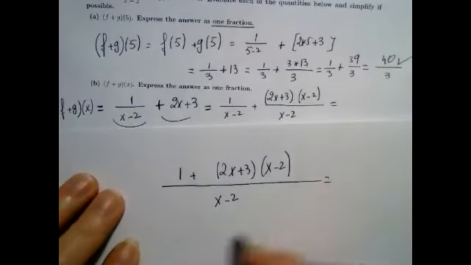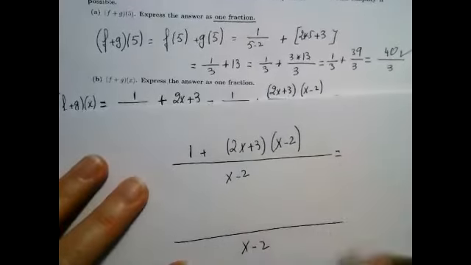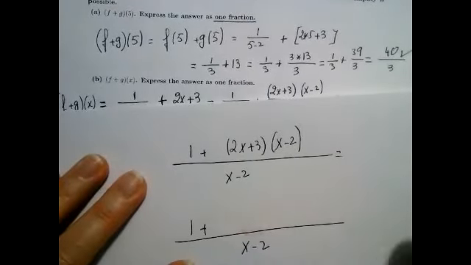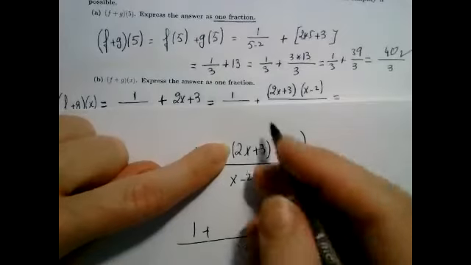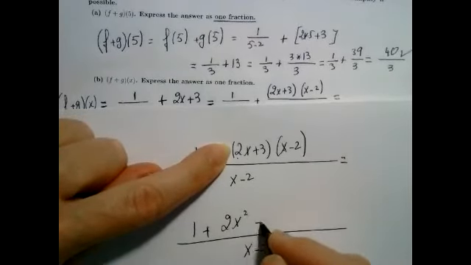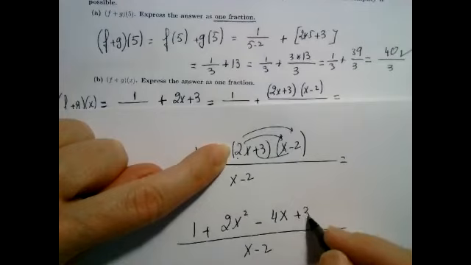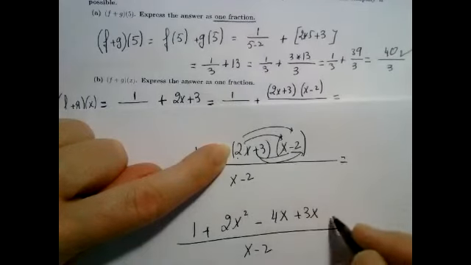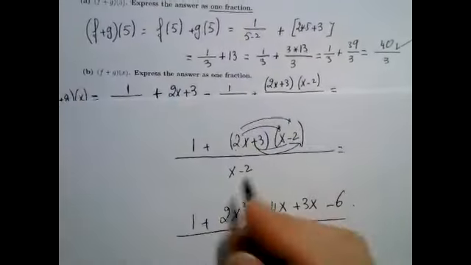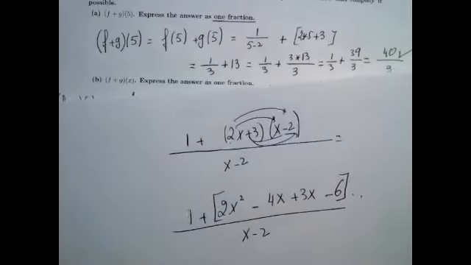So it's equal to, now 1 plus. I have to multiply those by each other. 2x times that gives me 2x squared minus 4x. I'm distributing. Plus 3x minus 6. And plus bracket this expression.